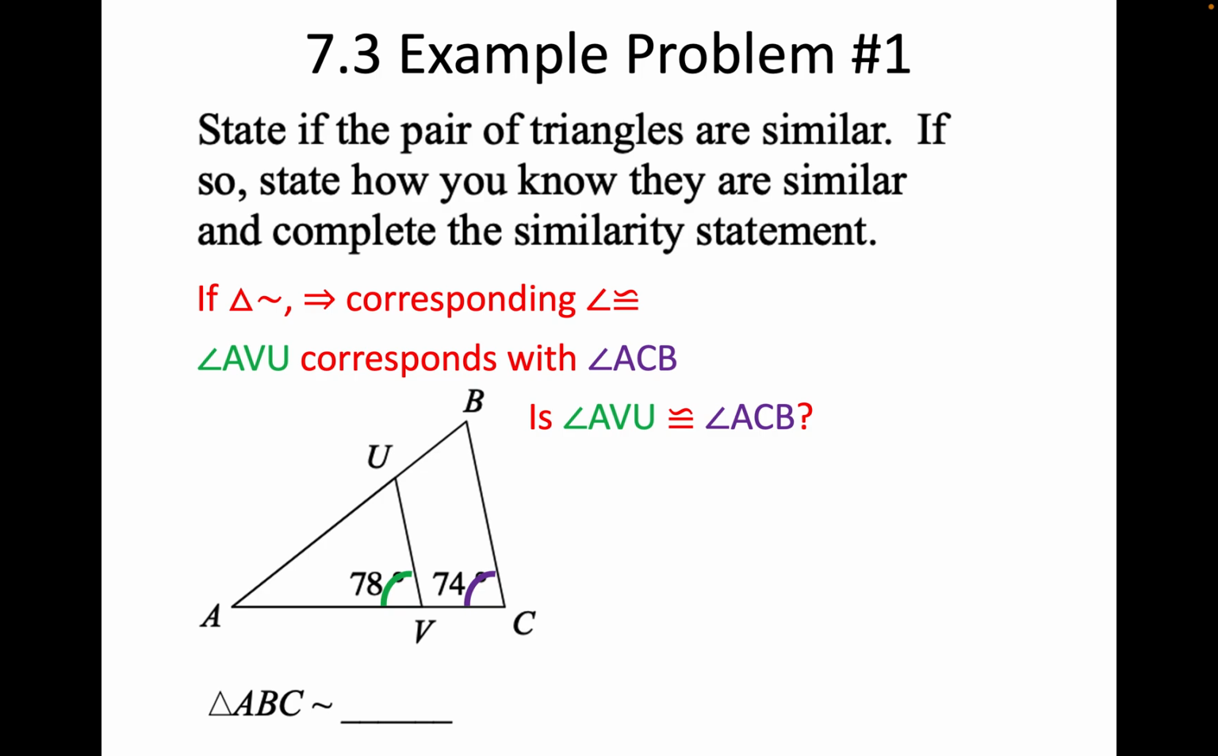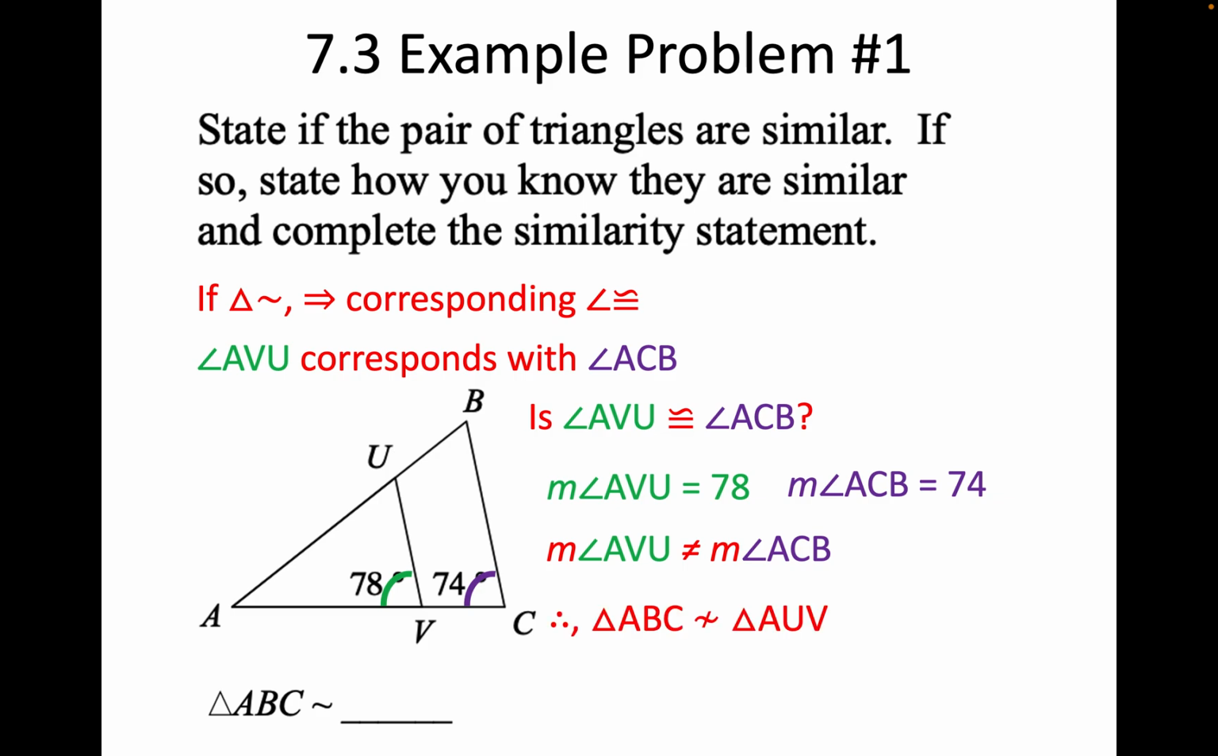Is the green angle congruent to the purple one? Well, when we look, we see that the green one is 78, the purple one is 74, and therefore, of course, they are not the same because 78 does not equal 74. Therefore, they're not similar triangles. They're close, 78 is pretty close to 74, but no, they are not similar triangles. So a similarity statement doesn't make any sense. Triangle ABC is not similar to any other triangle shown here, so I just wouldn't write that.